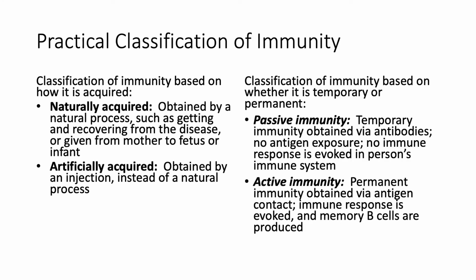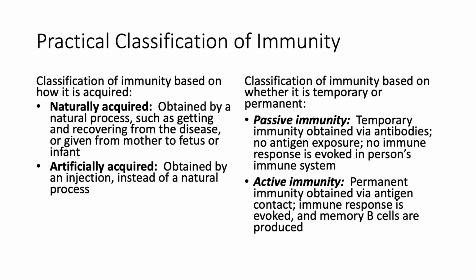Now, when we do the practical classification of immunity, it can be either naturally acquired or artificially acquired. Naturally acquired means obtained by a natural process, such as getting or recovering from a disease, or the mother giving it to the fetus or infant. We call these naturally acquired. But artificially acquired means it requires an injection instead of a natural process. So it can be either naturally acquired or artificially acquired.